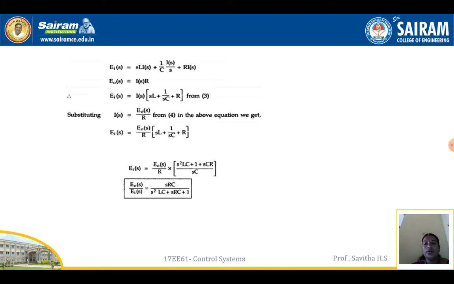Ei(s) is equal to, if you take I(s) as common, (sL plus 1/sC plus R) I(s). Substituting I(s) is equal to E0(s) by R from equation 4 in the above equation, we'll get Ei(s) is equal to E0(s) by R into (sL plus 1/sC plus R). Therefore, E0(s) by Ei(s) is equal to sRC divided by (s squared LC plus sRC plus 1).